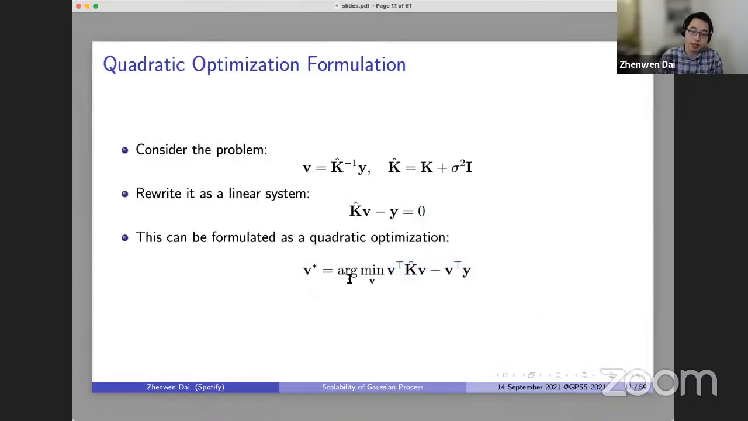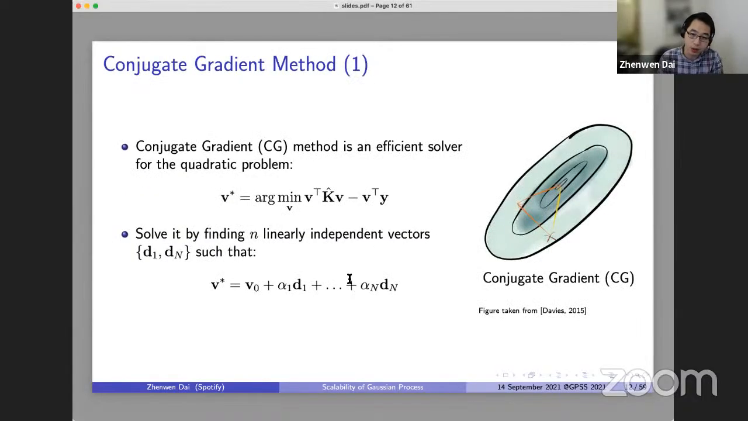Let's go back into our numerical routine. Of course, the naive way of solving this quadratic optimization is just gradient optimization, right? But that is definitely not the most optimal solution, because we know it's a quadratic system. There must be a more efficient way of solving it, which is totally true. There's literature about a method called the conjugate gradient method, which can very efficiently solve such a quadratic system, especially when K is a positive definite covariance matrix.